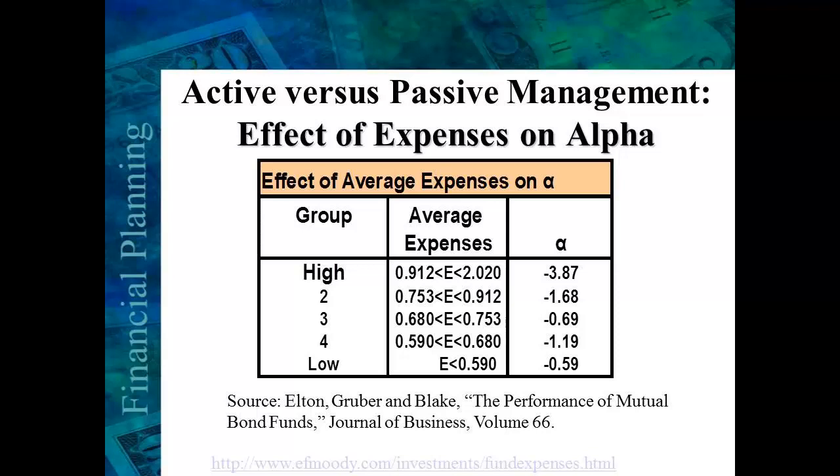The data shown on this slide are from a 1993 study by Elton, Gruber, and Blake entitled The Performance of Mutual Bond Funds. A summary of expenses for different fund categories is available at the efmoody.com website. The URL is provided on the slide.